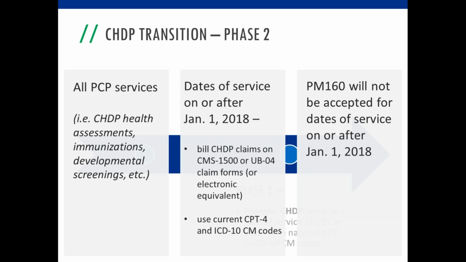For any CHDP claims performed prior to January 1st, they need to be submitted on a PM 160 regardless of when the claim is submitted. Again, this is keeping in mind that it is the date of service that determines the claim form.